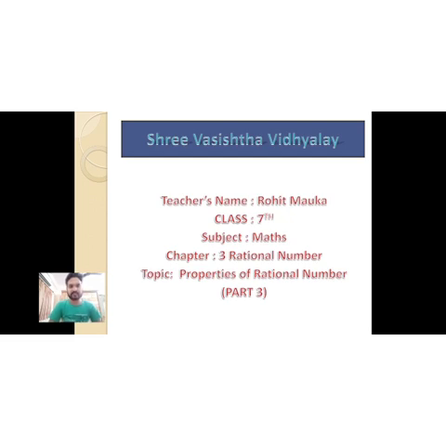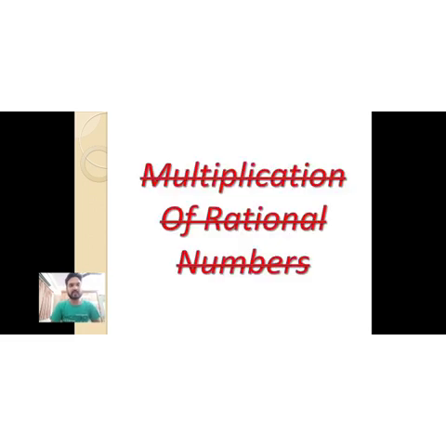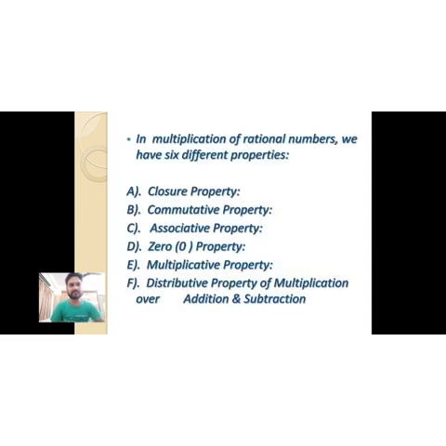Okay, so in this part we are just going to study the properties of rational numbers, that is, multiplication and division. In multiplication of rational numbers we have a total of 6 different properties. In multiplication one property is added, that is the distributive property of multiplication over addition and subtraction. So in multiplication of rational numbers there are a total of 6 properties.